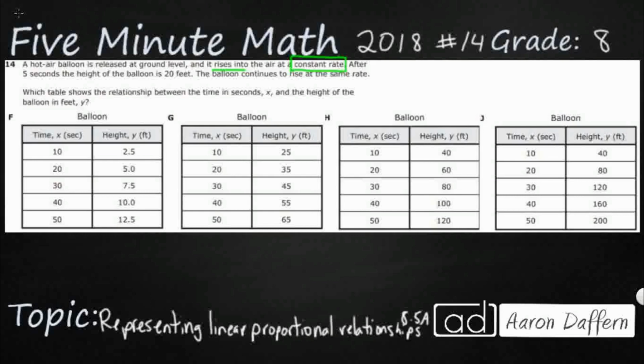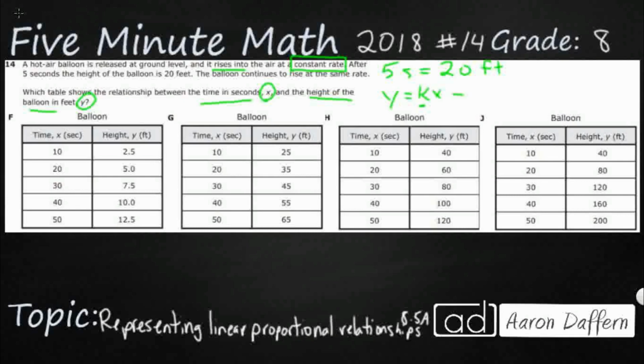which table has the best relationship between the time in seconds x and the height of the balloon in feet y. All right, so take a look at what we've got here. We've got 5 seconds. 5 seconds, we say that is 20 feet. And that's the only clue we're going to get. Hopefully this makes us think of our direct variation, right? We've got that rate right there.